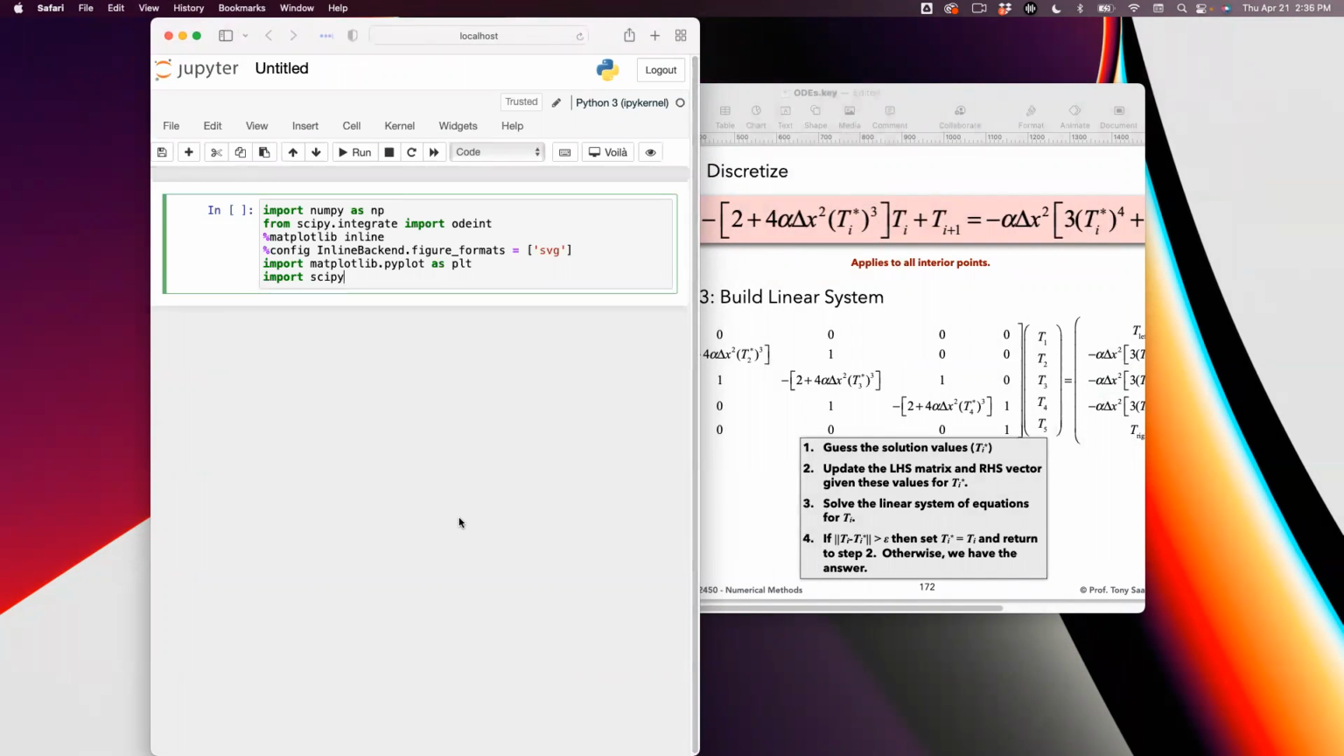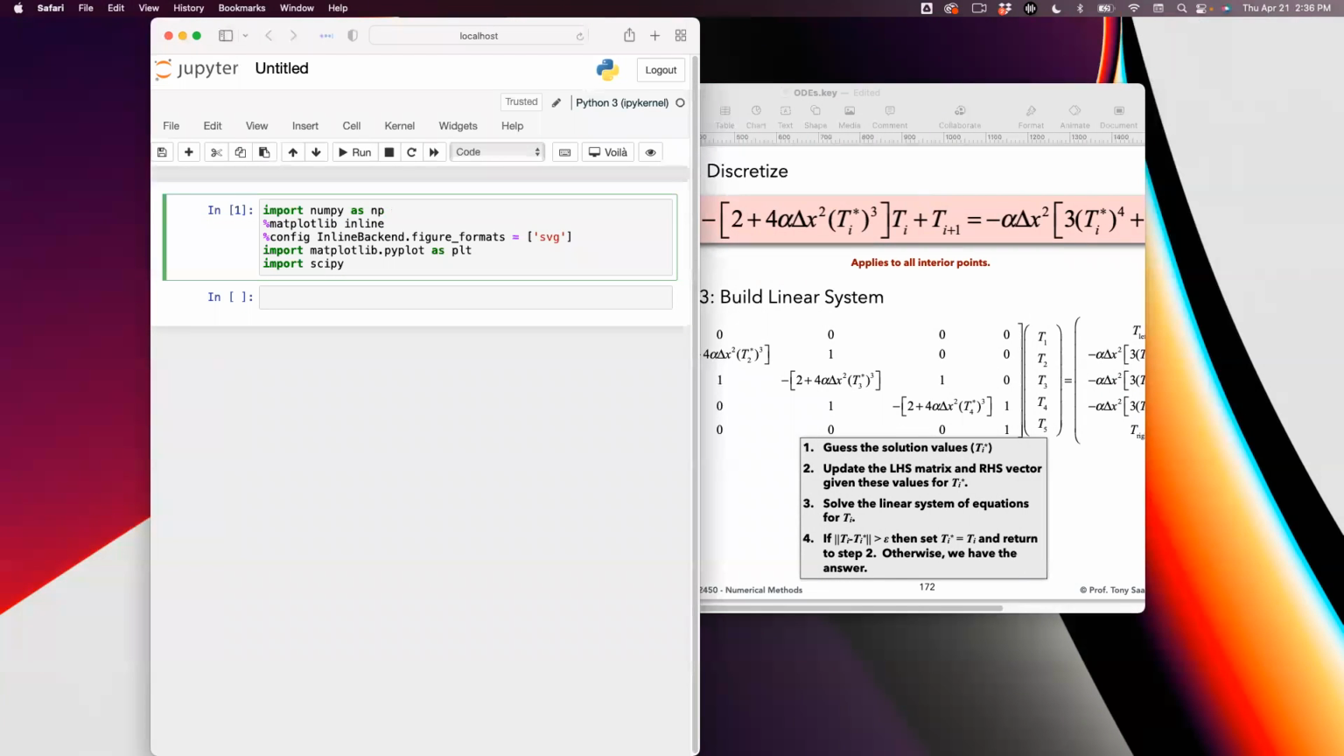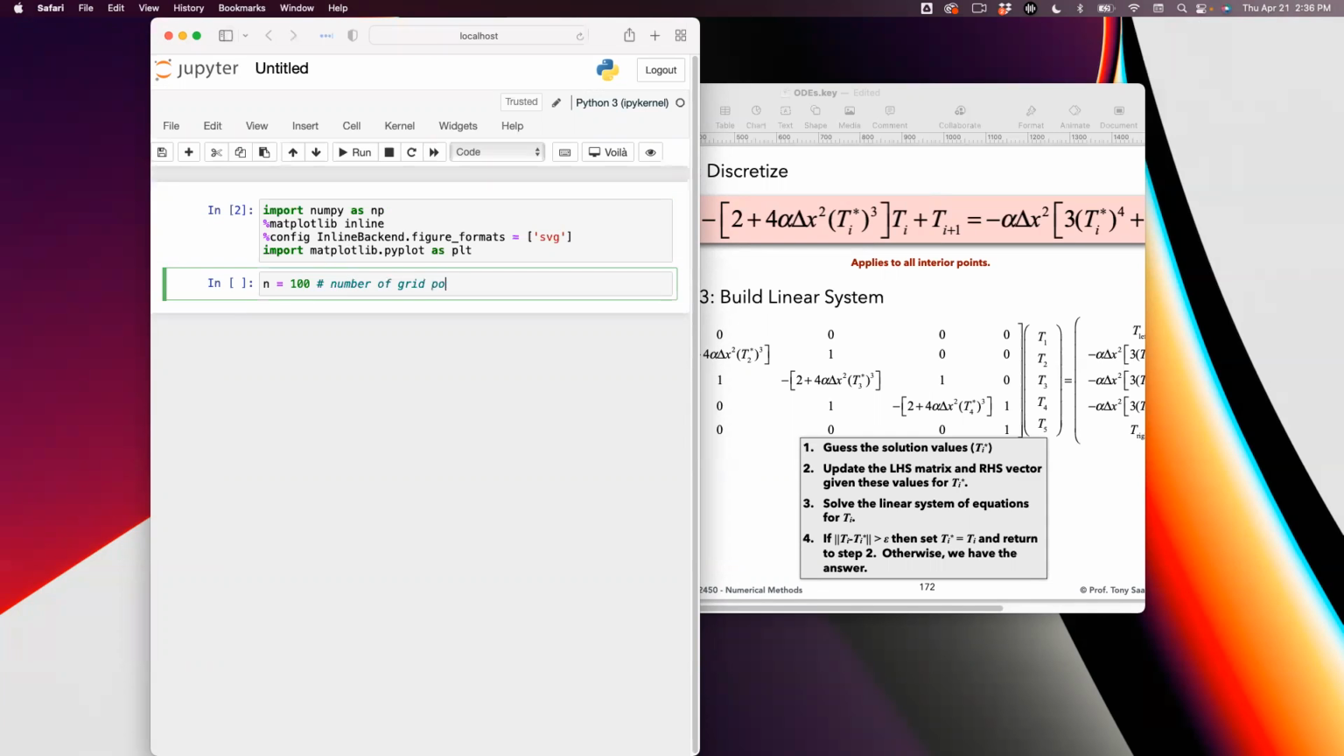So I'm going to bring in my boilerplate code here. Import NumPy. I don't need ODE5, and I don't need SciPy. We're just going to hard code this, with no functions and fancy right-hand sides, just for this particular problem. I'm going to start by defining the number of grid points. Let's say 100 points.